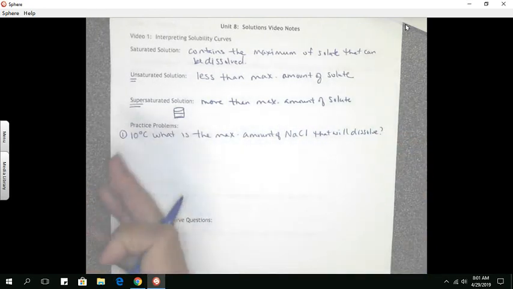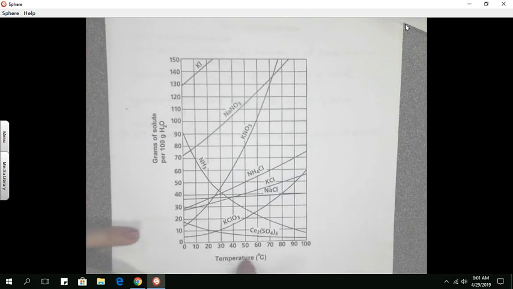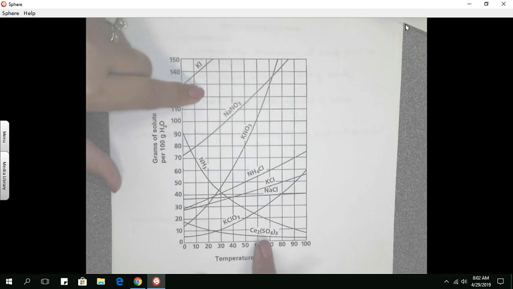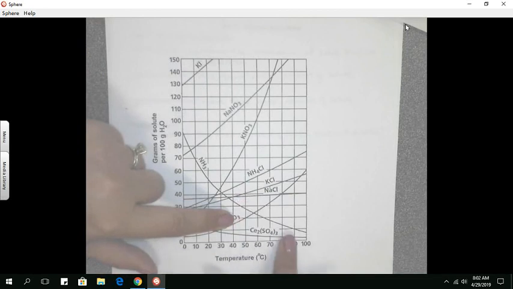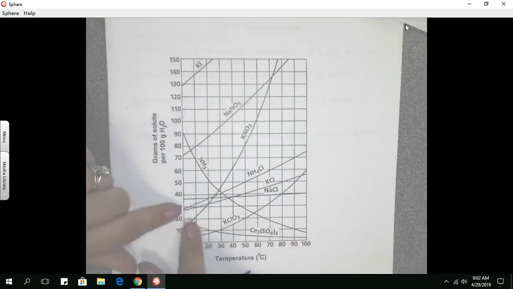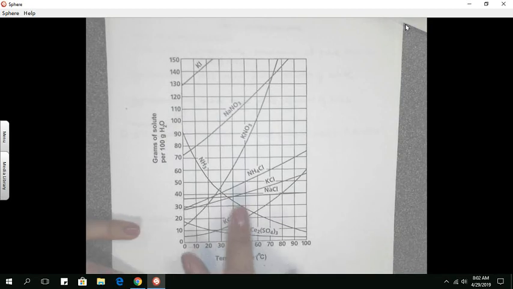Alright, so if we look on our graph here, right, we have the mass of our solute per 100 grams of water. All of our problems will be for 100 grams of water in today's video. Our temperature down here, so as temperature increases, you can see here that generally solubility increases. There are some exceptions to that. You have NH3 here, which decreases, and you also have the cerium 3 sulfate, which also decreases. All the rest of them on this graph are increasing.